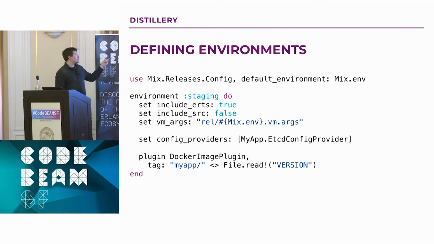So in this example, this would be something more production-ish, because I'm including the runtime, stripping out the source files, saying, hey, I want to pull in this custom vm.args file. The config provider, again something I'll get back into later, would be a way to say, hey, I need to fetch runtime configuration from, in this case, etcd, so use that provider. And then I have a plugin that's going to generate a Docker image at the tail end of this and tag it using that version there.